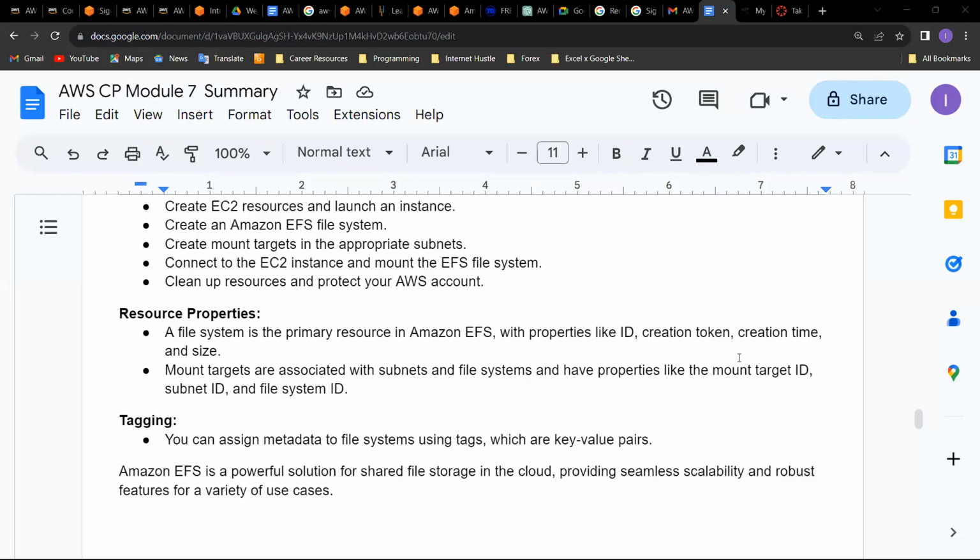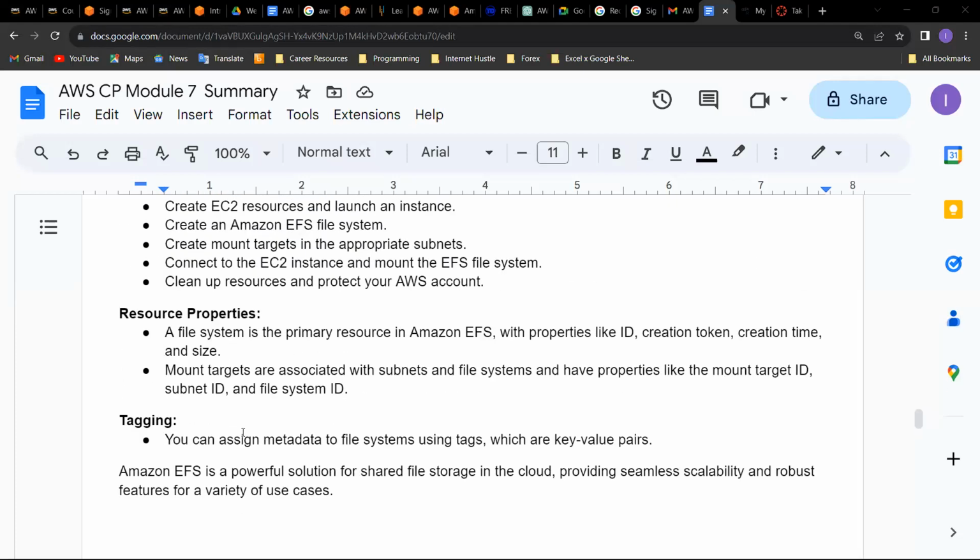And then when they are associated with subnets, they can also have properties like the mount target ID, the subnet ID, and then the file system ID. You can just see these when you select the volume, in the details section. All these details are going to come, and you can also tag.